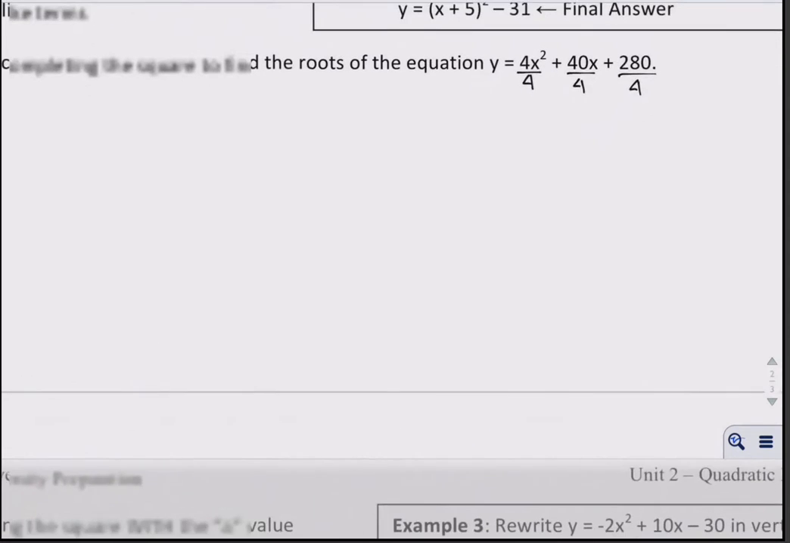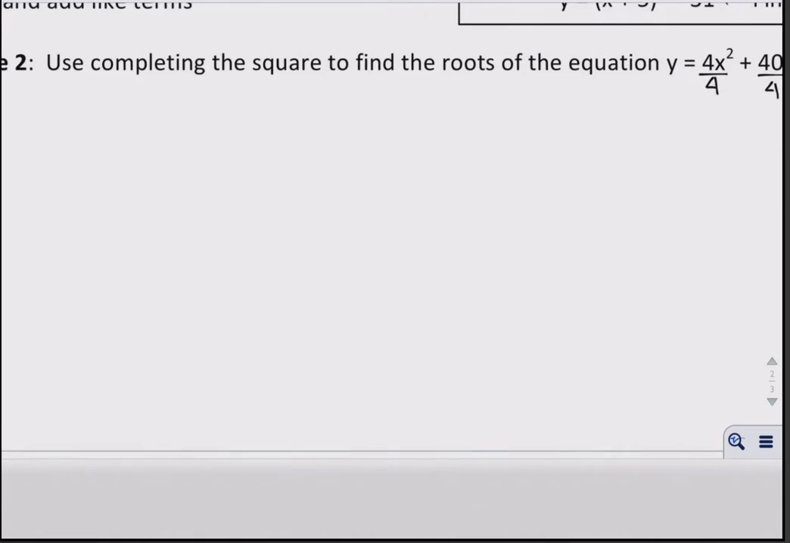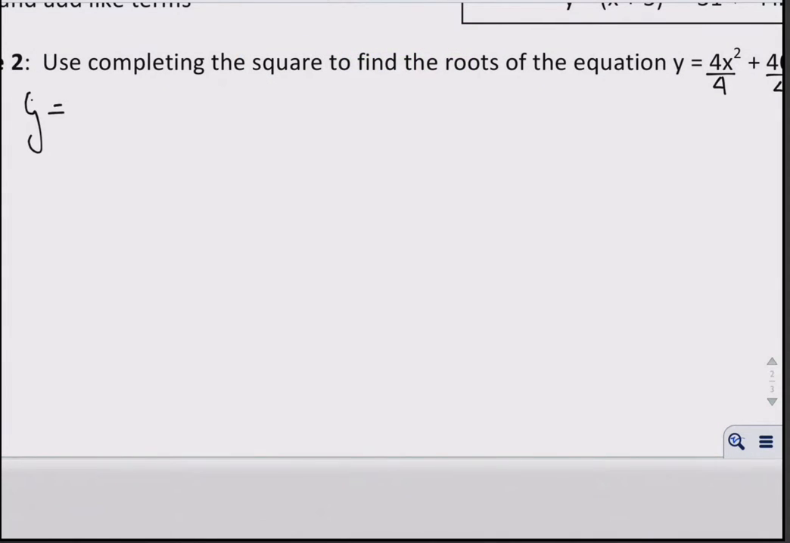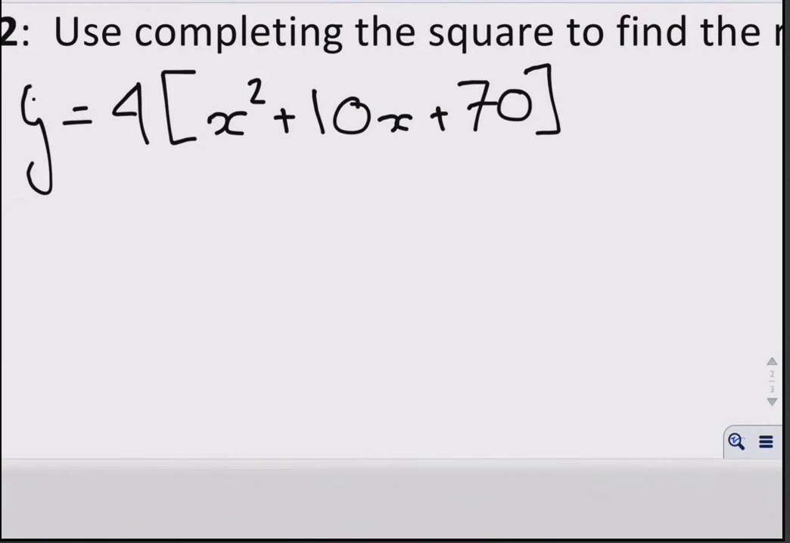Okay? And what I'm going to do is rewrite that equation over here in such a way that I have a 4 in front. So I get x squared plus 10x plus 70. And I'm going to complete the square using the process above with the trinomial that's inside, because this is now a simple trinomial. The 4 in front, well, I'm just going to leave it there. Just ignore it until the very end when we bring it back in. So I have the 4.